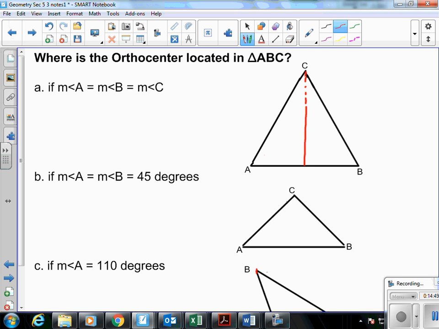if we draw in the altitudes, and I'm just kind of freehanding it here, doesn't have to be exact because we're just trying to determine is it going to be outside, inside, or on the triangle. So just drawing in what looks like it would be perpendicular to the other side. And when I do that with this first triangle ABC, we can see that the orthocenter is clearly inside the triangle.